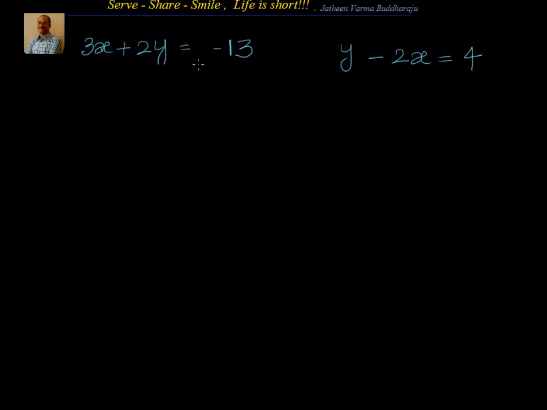Now, what's the meaning of a linear equation in two variables? You have an equal to symbol, and we have a right hand side and a left hand side, and on the left hand side we have variables whose power is only 1. Linear means the power is always 1. Two variables, you have two variables x and y. That is a linear equation in two variables.